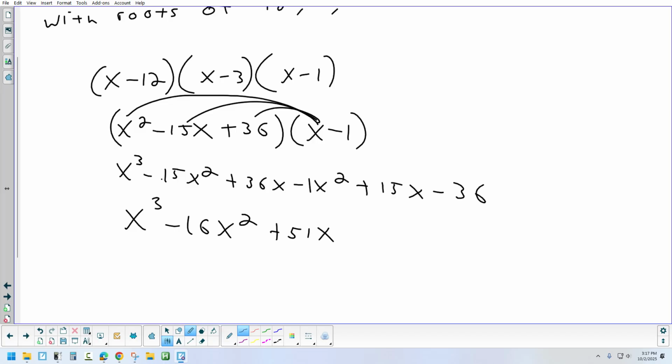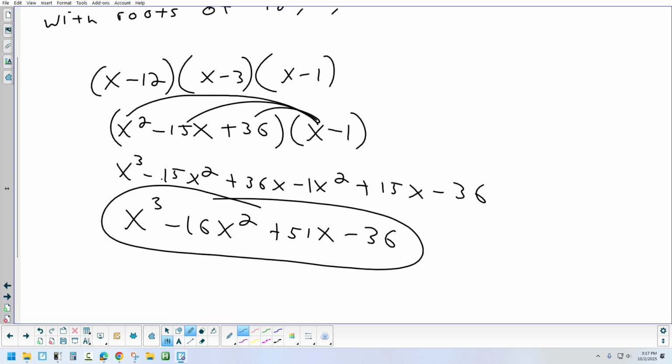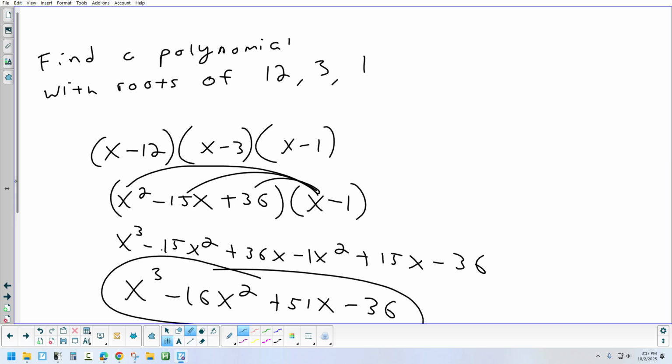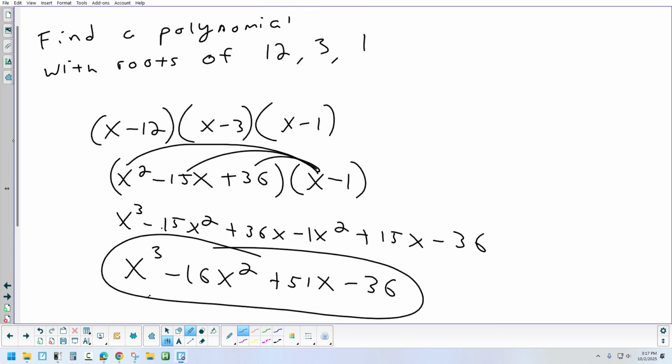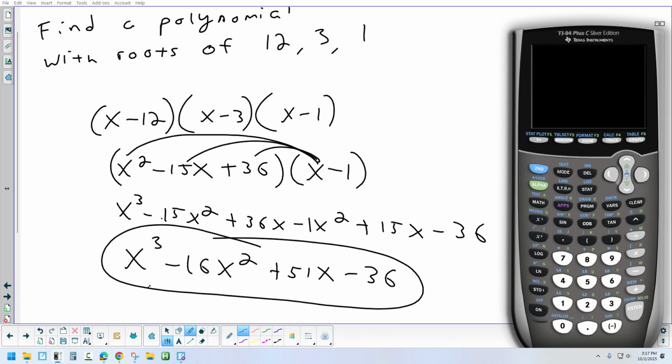And the last thing is my constant, and there's nothing with that. Okay. So that should be a polynomial that goes through those 3 numbers. How could we check that that's right? Yeah, we'll just graph it and then see if it goes through 12, 3, and 1.